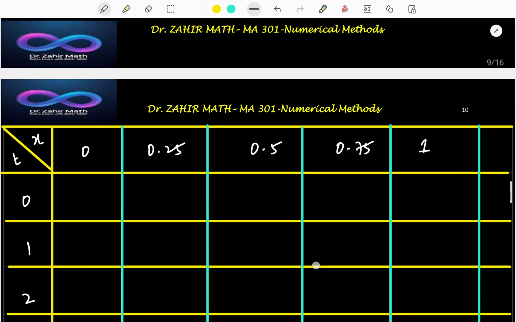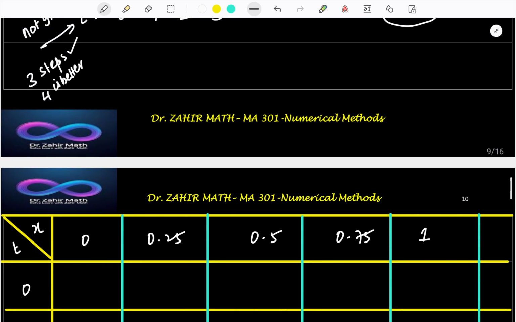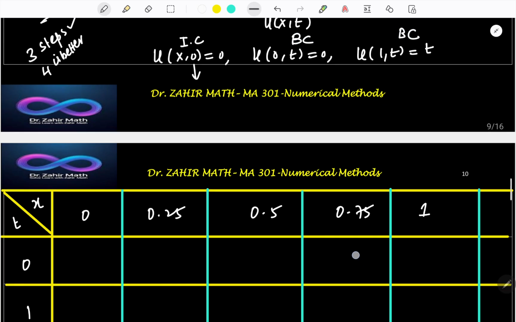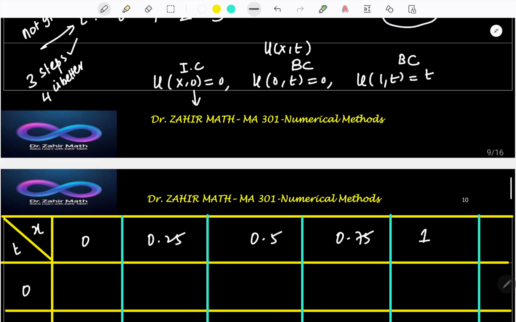Right, now you have to fill up this by your boundary conditions. What is the question given? Your question is given: u of x comma 0 is equal to 0, u of 0 comma t is equal to 0, and u of 1 comma t is equal to t. Okay, right. So the temperature function is u of x comma t for the heat equation. This is called the initial condition, and these are boundary conditions. BC means boundary condition, IC means initial condition.